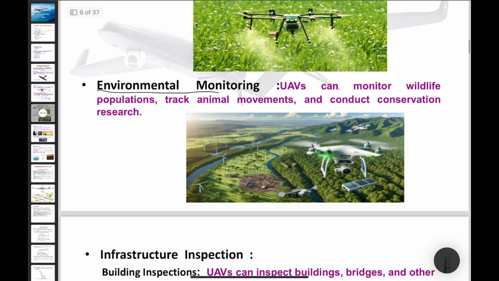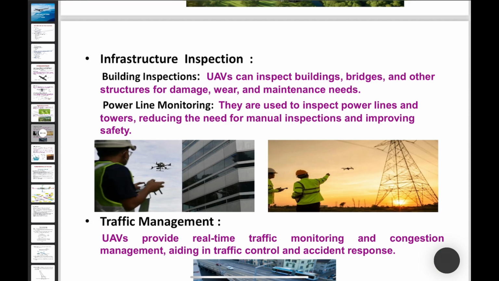And the second one is environmental monitoring. These UAVs can monitor wildlife populations, track animal movements, and conduct conservation research. Okay, this is one example.